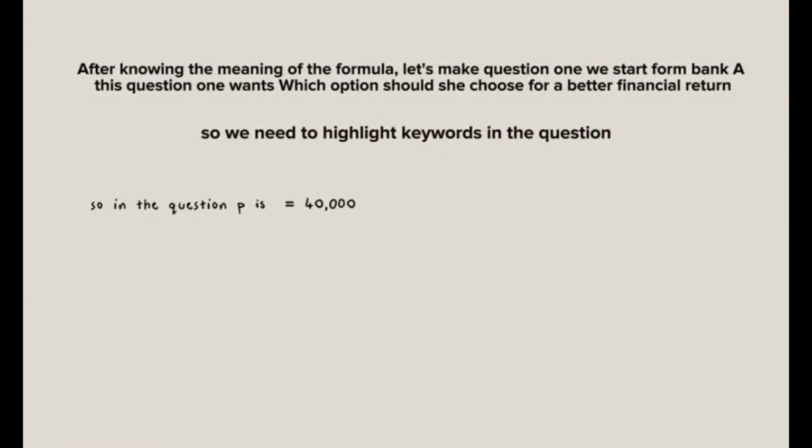After knowing the meaning of the formula, let's solve question 1. We start with Bank A. This question wants to know which option she should choose for a better financial return. So we need to highlight the keywords in the question. In the question, P is 40,000, I is 0.035 over 4, N is 4 times 5. So we just plug those amounts into the formula.